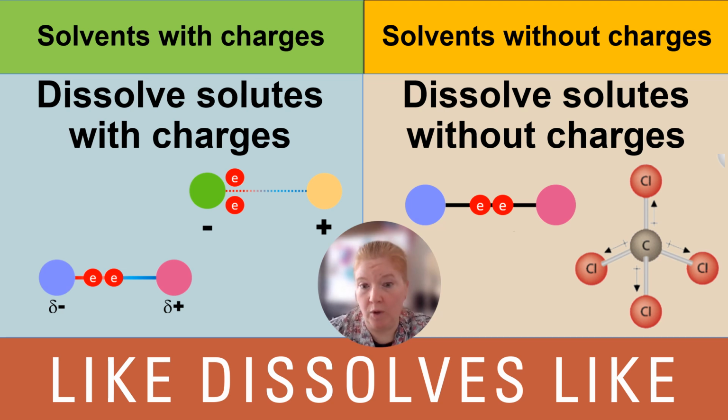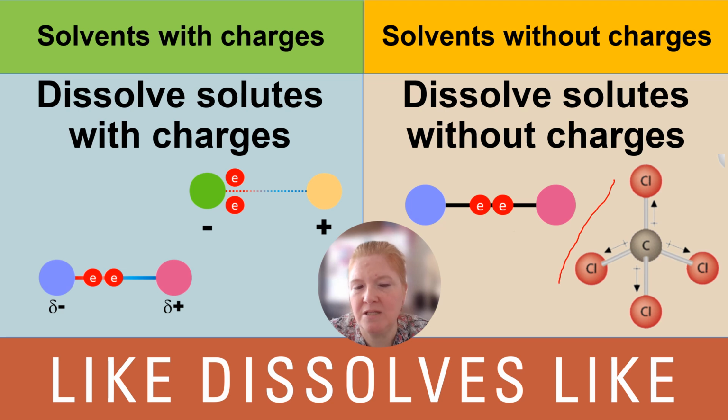All right, so there's this rule called like dissolves like. And it's a great rule, but not if it doesn't make sense. So I like to think about it like this. Solvents that have charges dissolve solutes with charges. And solvents without charges dissolve solutes without charges. Makes sense, yes? Okay, so what do I mean? Well, remember how polar has that partial positive and partial negative? Well, that's a charge. Remember how ionic has a positive and a negative? Well, that's a charge.